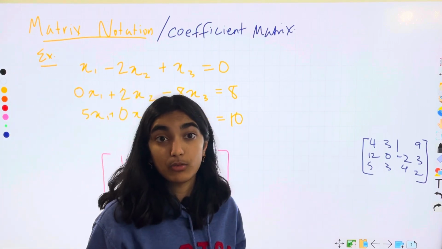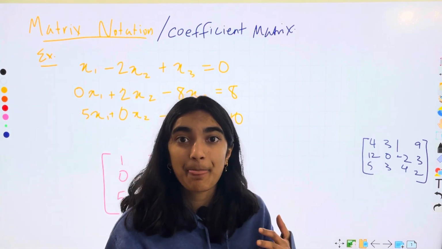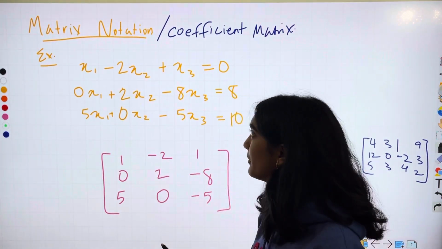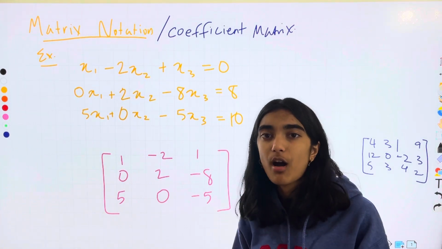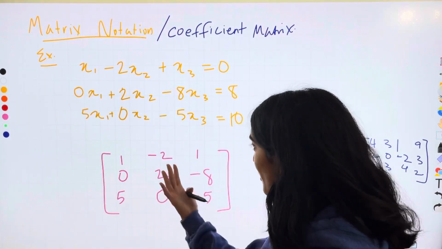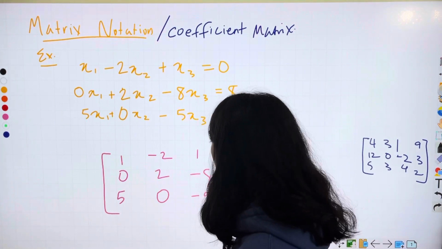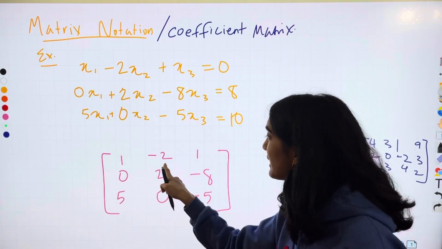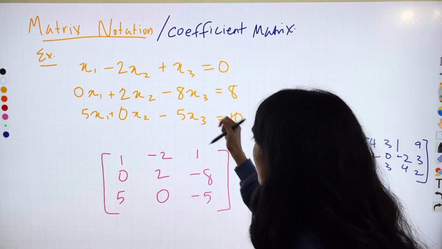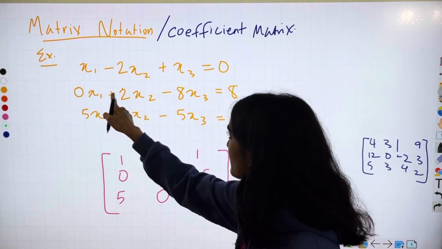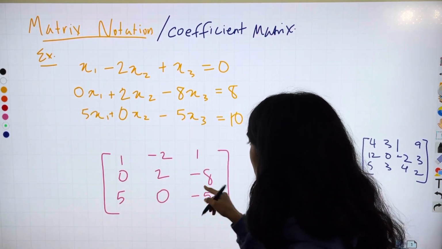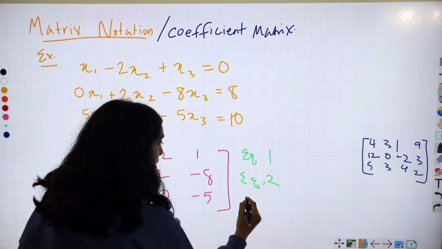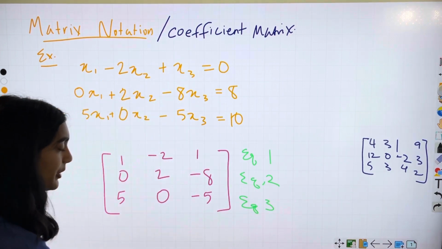The number of rows and the number of columns do not have to be the same, and the reason is because the number of variables and the number of equations do not have to be the same. And what do I mean by that? Well, each row is essentially representing each equation, right? So the 1, -2, and 1, we have 1, -2, and 1. This is, and 0, 2, and -8, 0, 2, and -8, 5, 0, -5, 5, 0, -5. This is equation 1. This is equation 2. This is equation 3. Okay?